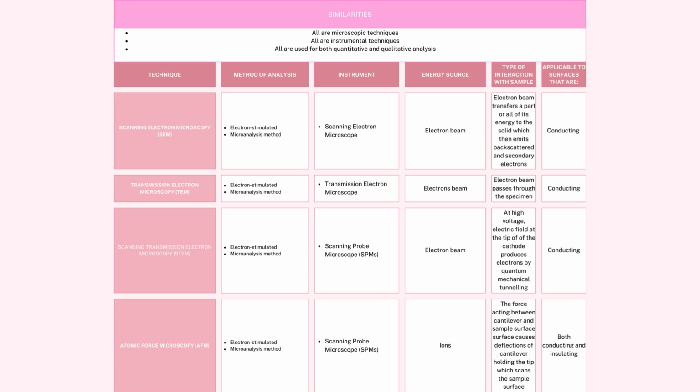And for scanning transmission electron microscopy, at high voltage, an electric field at the tip of the cathode produces electrons by quantum mechanical tunneling. The last one, for atomic force microscopy, the force acting between the cantilever and the sample surface causes deflection of the cantilever following the tip, which scans the sample surface.